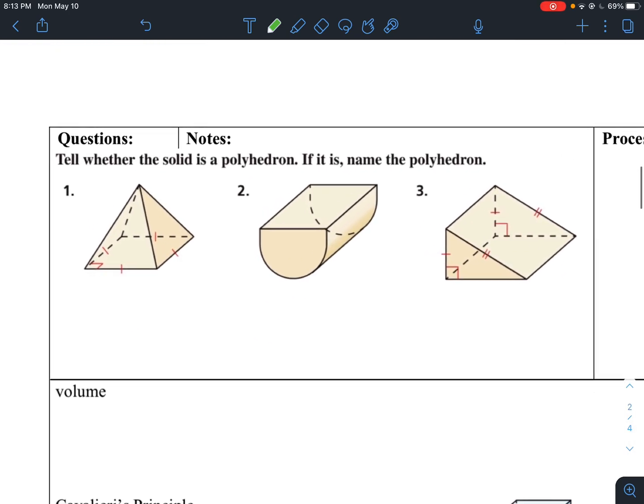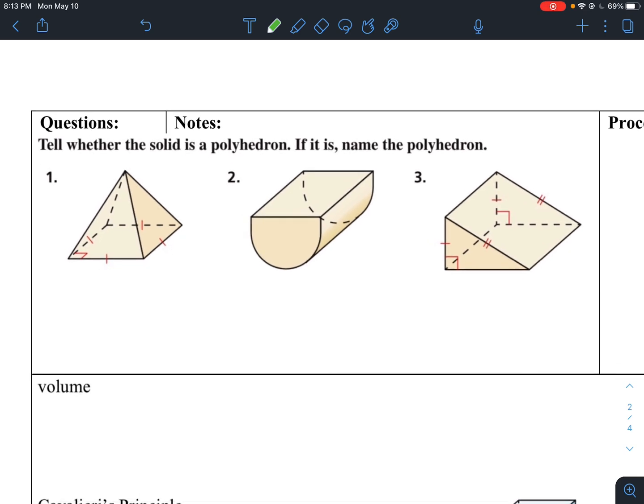If we go down to these examples here, take a look at them, see what we get. So for the first one, is it a polyhedron? You can see that it is enclosed by polygons, so yes, it's a polyhedron. And it's going to be a pyramid, so we name the type of pyramid by its base, which is a square. So this would be a square pyramid.